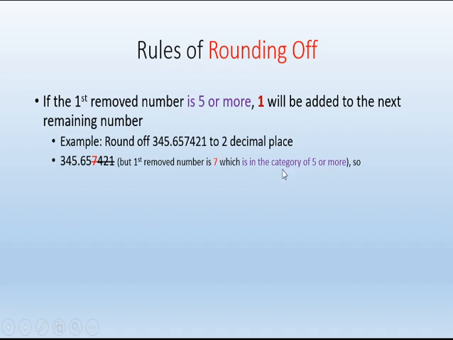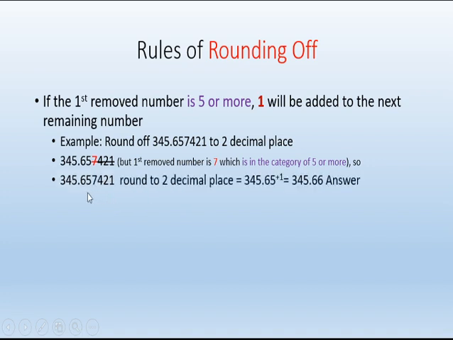So for a number which is 5 or more, what is the policy? It says 1 will be added to the next remaining number. So the next remaining number is 5, plus 1. So 345.65742 rounded to 2 decimal places is 345.65, and 5 will be added plus 1 because the number removed, 7, was more than 5, so that's why it is 345.66, which is our answer.